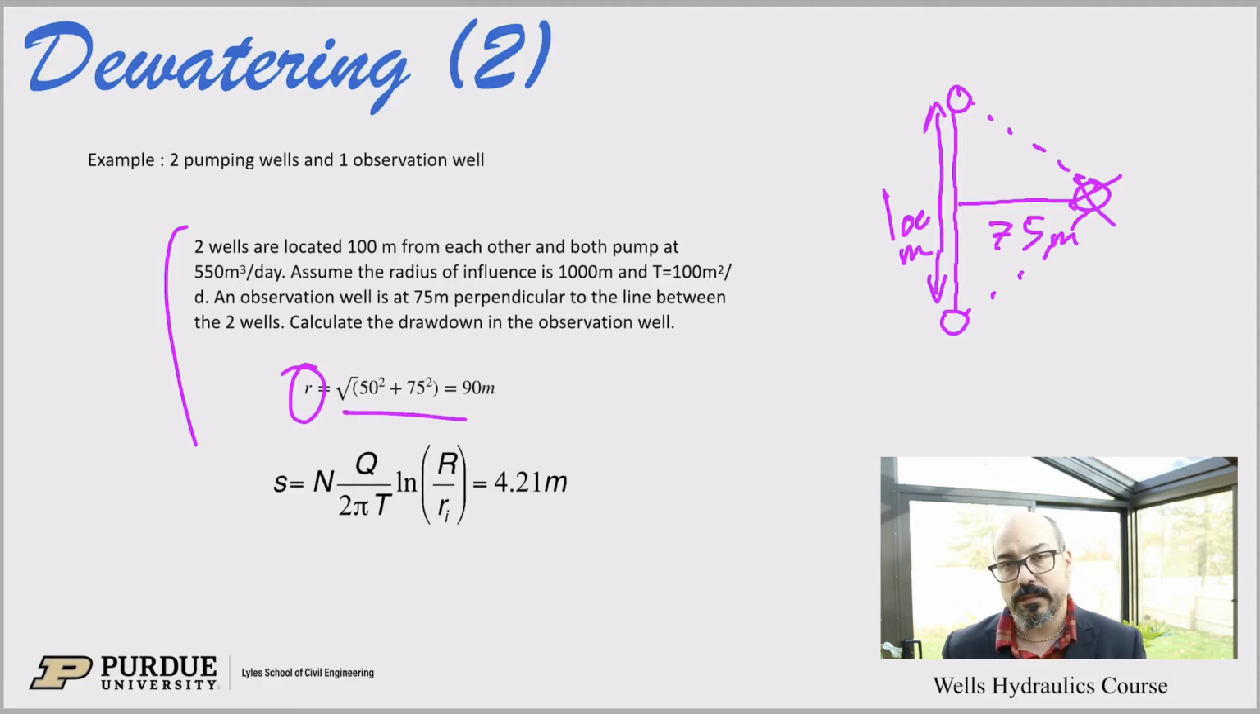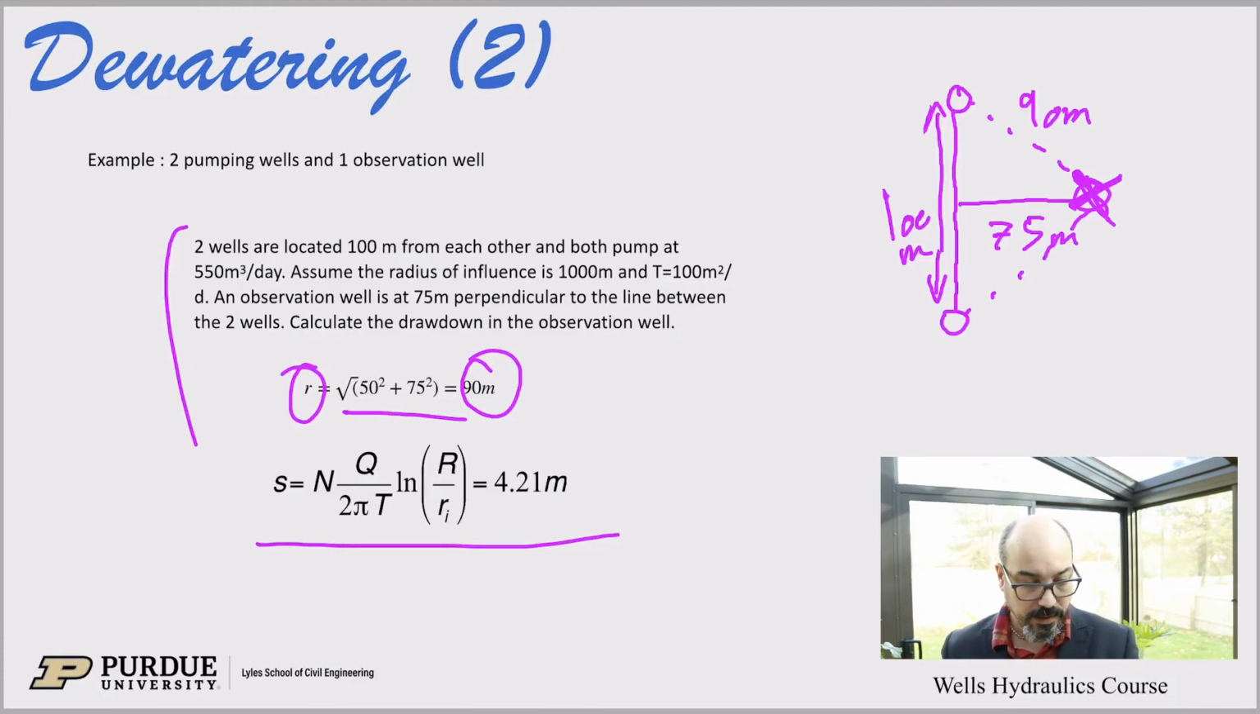the square root, right? You just use the Pythagorean theorem, so 50 squared plus 70 squared, or square root of that, that's 90 meters. So this well here is 90 meters from either well, from the circle. And now we can use our equation. So the drawdown equals n times q over 2 pi t ln R over r.